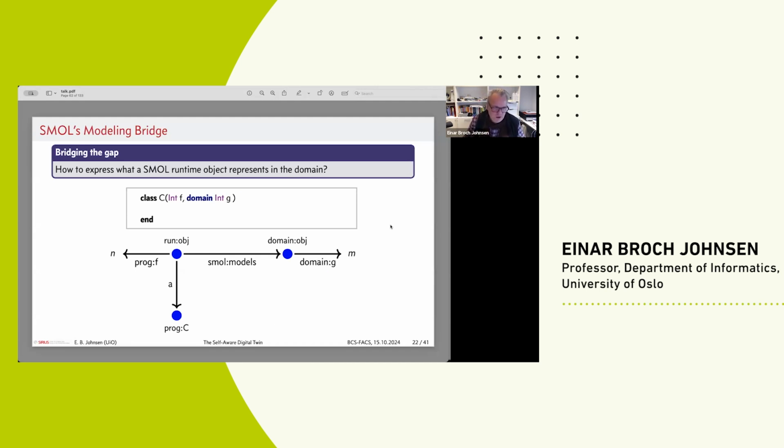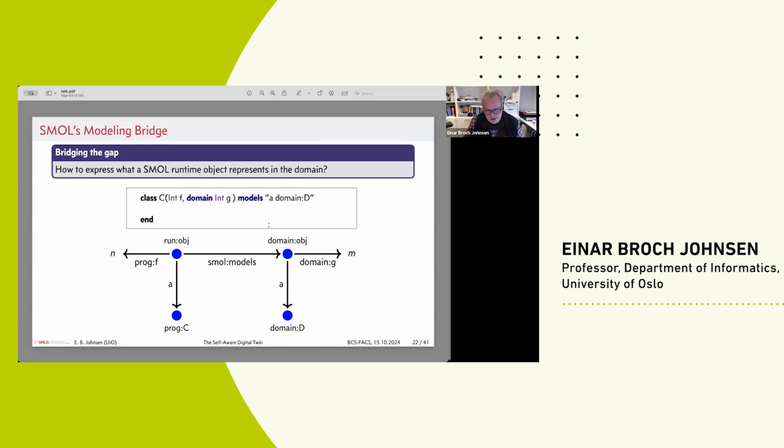But we can now start playing with how we actually do this linking. So I showed you how a field is lifted into a relation between the runtime object and the value. But we can also tell the runtime system of SMOL that another field here should have an interpretation in the domain. So here we are telling the SMOL semantic reflection that this field G, we're actually not interested in it as a runtime value, but we are interested in it as a value of the domain object. So this particular domain object that we are linking to should have a field G with value M.